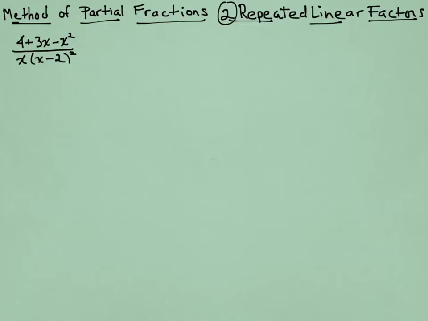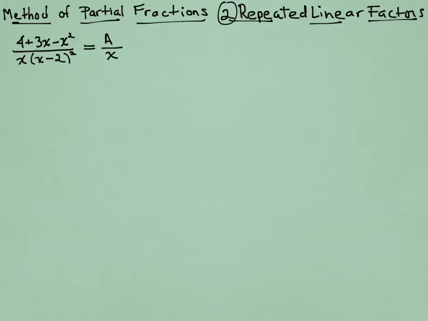This video will continue our review of the method of partial fractions by considering the second case, when the denominator has a repeated linear factor. So in this case, I have a rational expression. The denominator is being factored for us. One of the factors is x. That is a linear factor. And then I have the linear factor x minus 2, but it's repeated. It's being squared.